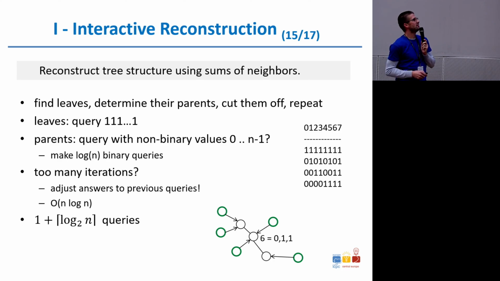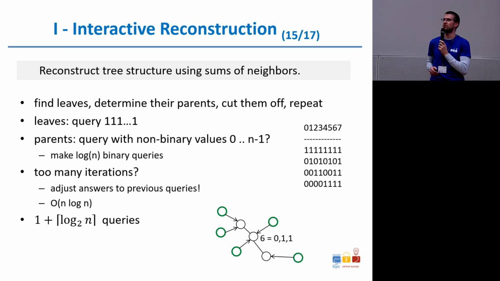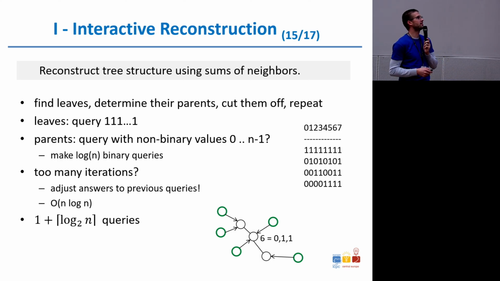So how do we do this? The first idea is if we take a query with just ones, then we can figure out what are the leaves in this tree. Obviously, the nodes which will get a 1 as a result. Okay, so we know something, the green nodes. Next step would be to figure out what are the parents of these leaves. And yeah, if we could use arbitrary values, not just binary values in these queries, we could just assign different values to all the nodes, and then from the answer we could read off for every leaf who was its parent.